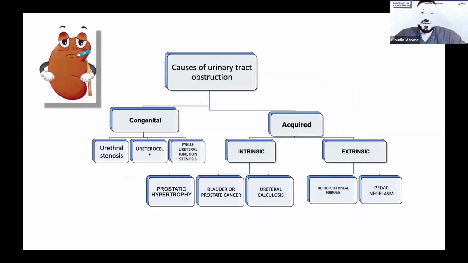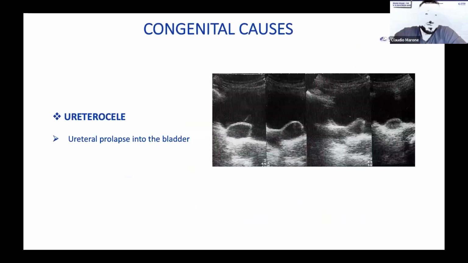I mean, we have different causes of urinary tract obstruction. We can have congenital obstruction and acquired. Congenital are more rare, and what we are looking for is generally the acquired one. Just the ureterocele that sometimes we can see between congenital causes. We can see ureteral prolapse into the bladder in the right figure.